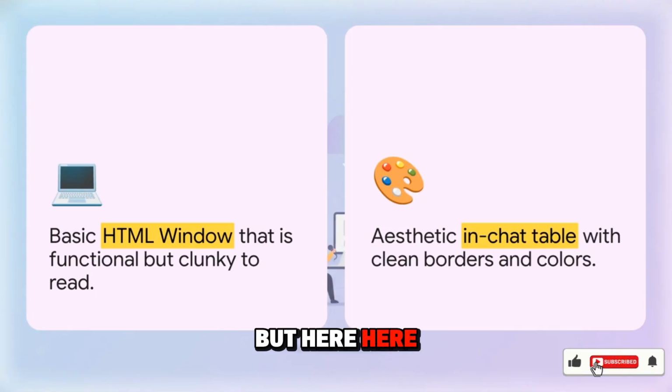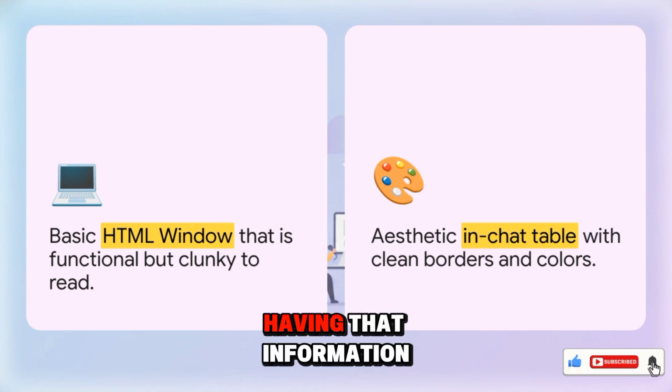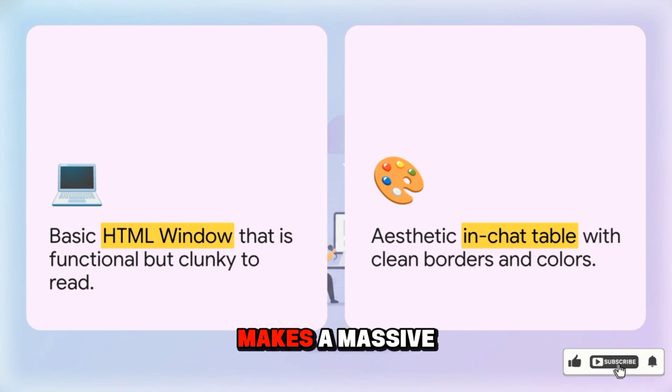But here is where we really elevate the output and lean into that visual style. An initial basic HTML window output, yeah, it's functional, but it's clunky. By just chatting iteratively with the AI, you can refine that output into a highly aesthetic, in-chat table with clean borders and colors. Having that information organized cleanly makes a massive difference to how fast you can work.